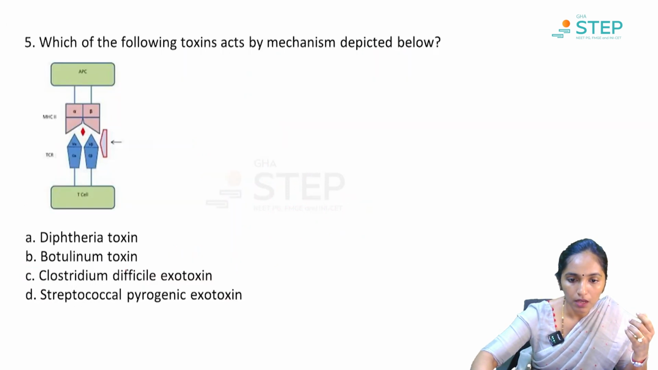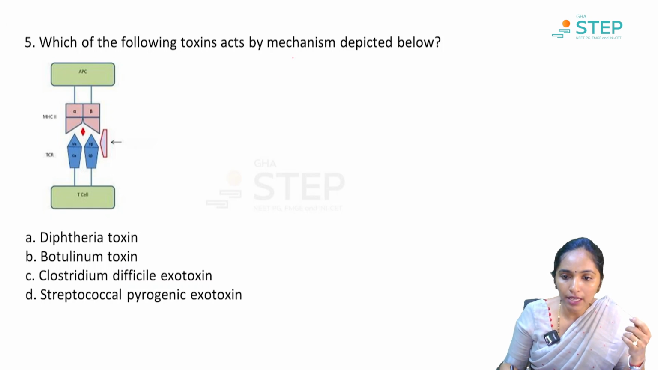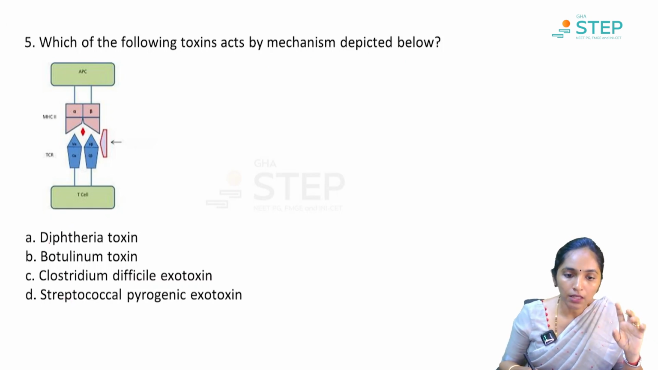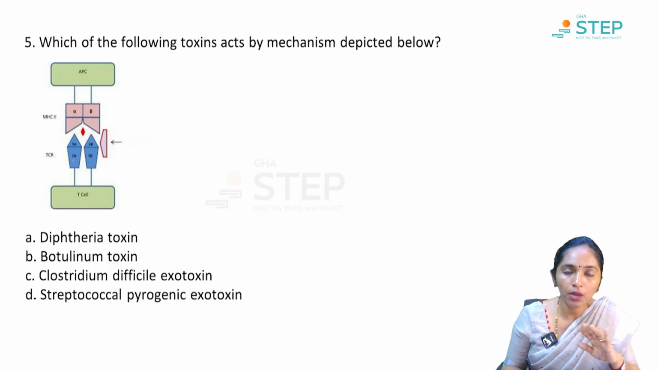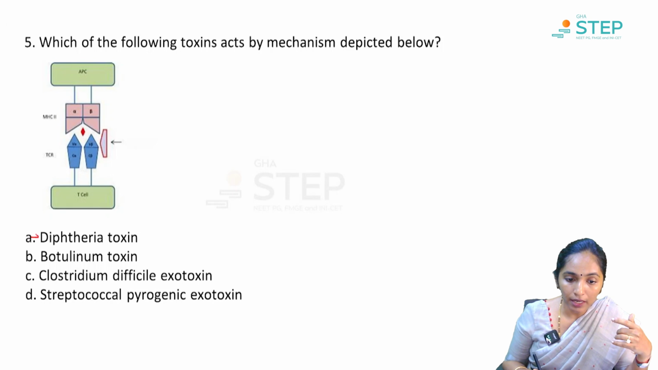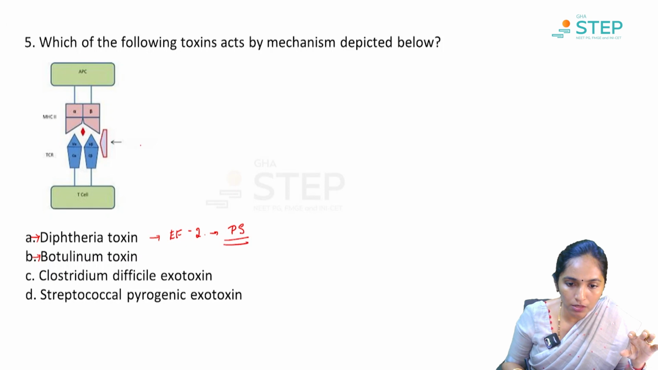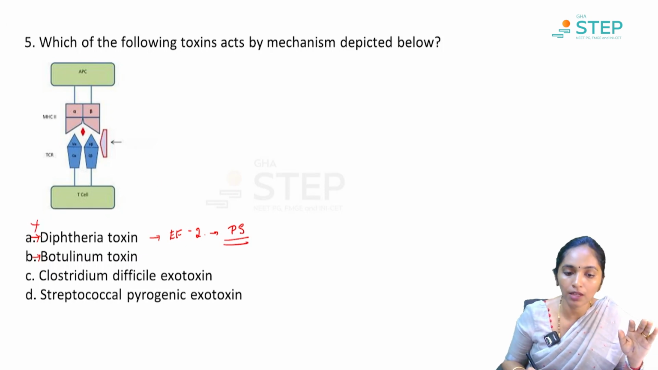Okay. So the next question, which of the following toxins acts by a mechanism depicted below? So here we have a mechanism, and the options are diphtheria toxin, botulinum toxin, Clostridium difficile, and streptococcus pyogenic exotoxin. So one thing, if an image like this is given and you have no clue about what the image is, how can we solve this question? You go and analyze each option. So you know diphtheria toxin, how it acts. It inhibits elongation factor 2, then it inhibits protein synthesis. So this is how it acts. Do we have EF2 here? Do we have protein synthesis? No. So this is not the answer.